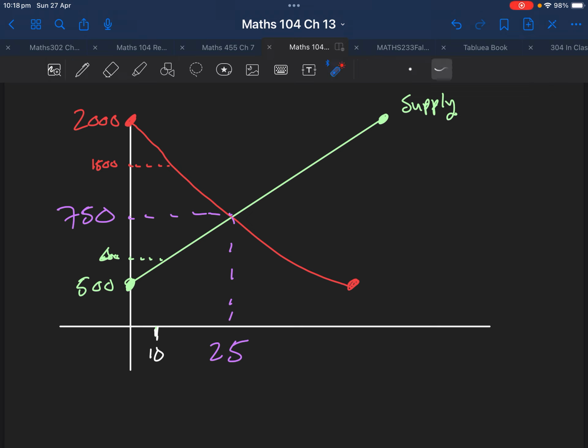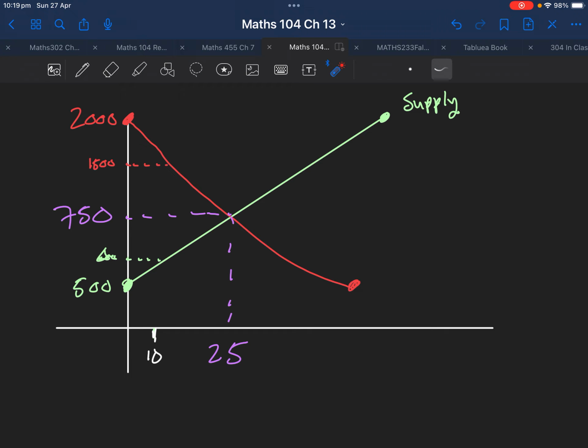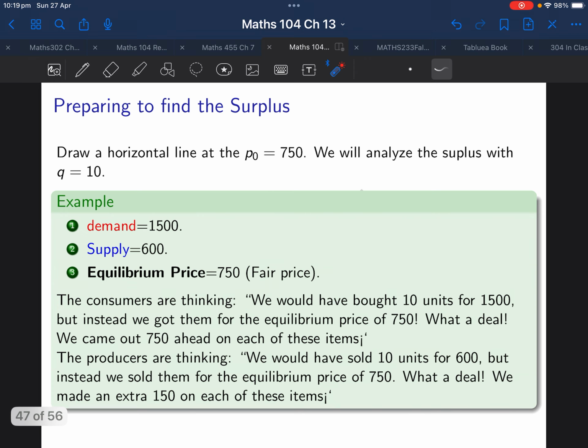So what happened here is the consumer is fine to pay 1,500. He's starting with 1,500, and then the best price he could get is 750, which means he was willing to pay more and then he gets it for less. He feels happy. Similarly, the seller is willing to sell at 600. This is the price they want to sell at. However, they get a better deal and they are selling at 750. And that's what we call the surplus, or how much money they will get out of the relation.